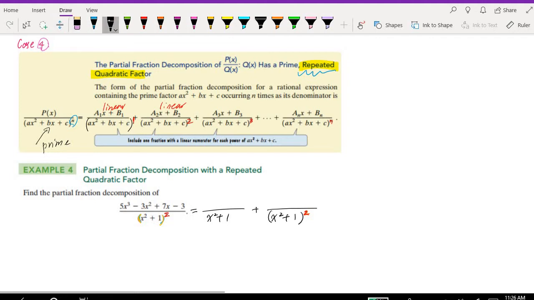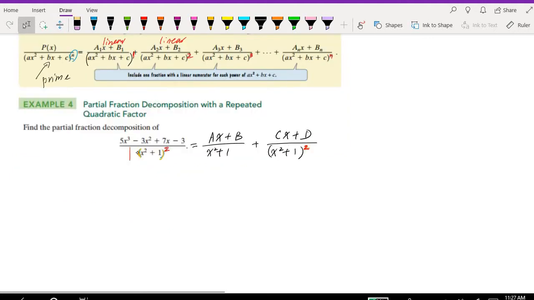Okay, so then we also look at what I'm going to put for the numerator. Remember, anytime you're dealing with a quadratic on the bottom, the numerator is linear. That means it's one degree less. We're going to have ax plus b, and then here we're going to use cx plus d. And that's how we set it up.